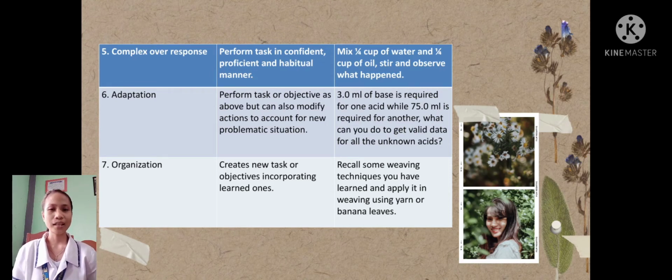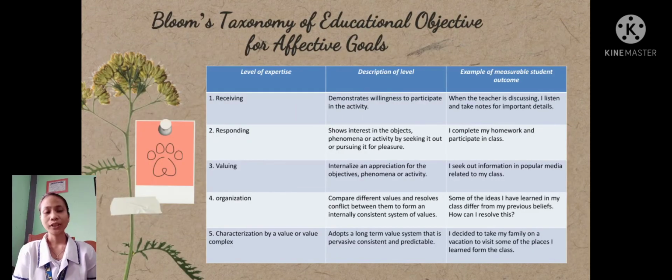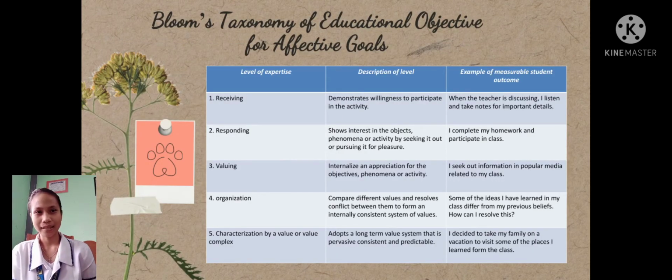The seventh level of expertise is organization. It creates new tasks or objectives incorporating learned ones. An example is: recall some weaving techniques you have learned and apply them in weaving using yarn or banana leaves. The third domain is Bloom's taxonomy of educational objectives for affective goals, or the affective.